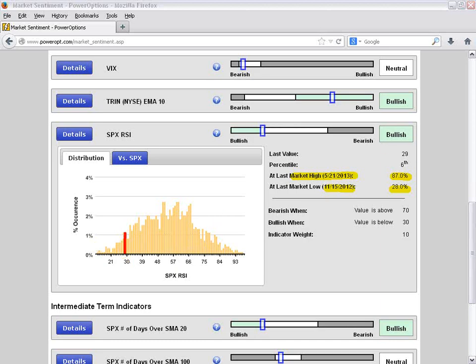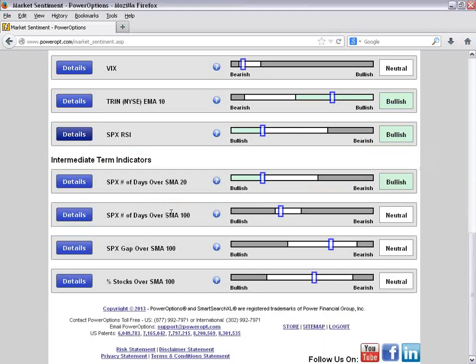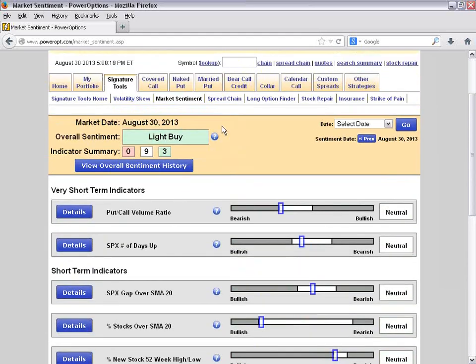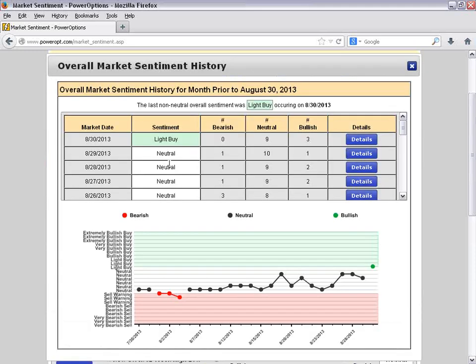All right, so that's how these market sentiment tools are set up, and that's what we're showing you here with the indicator. Now there's also a sentiment history. Let's just click on that. So the sentiment history is showing us the last cycle. The last time we had a bearish sell warning was around August 2nd, 3rd, and August 5th.